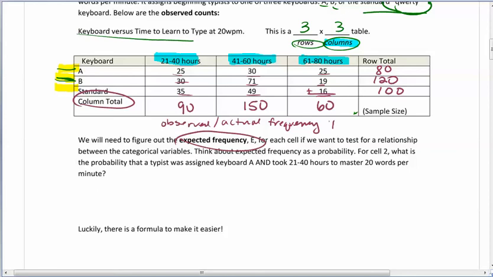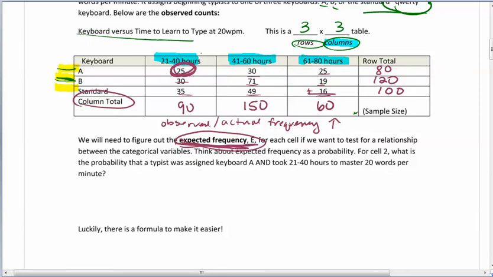What happened in real life is summarized in the table. But we are comparing to an idea that there is no relationship between the keyboard and the times learned to type. So we need to know what the expected frequency would be in that case. So think about expected frequency as a probability. Let's look at, say, this cell here. Okay, let's look at cell 2.